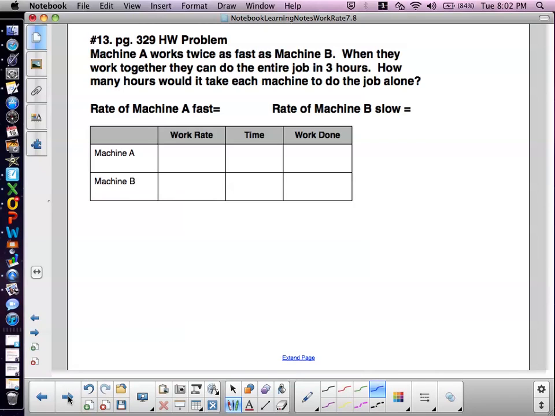If I let the slow machine be represented by x, then the fast machine could be x/2. So the work rate for the fast machine would be 1/(x/2), or your complex fraction, simplified. That would be 2/x. And then the rate of the slow machine would simply be 1/x. If they work together for 3 hours, how long would it take each machine to do the job alone? So this is our problem.